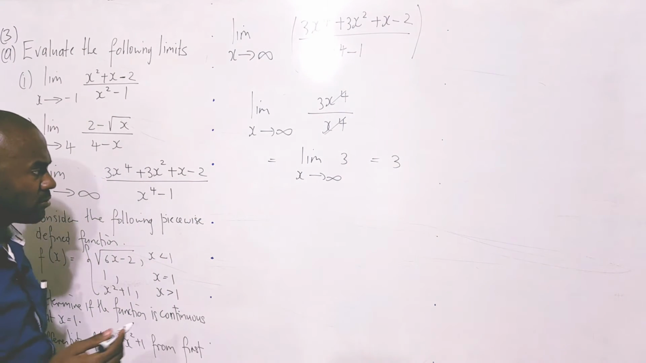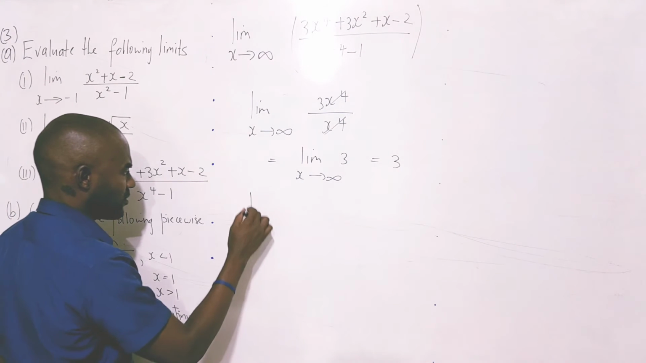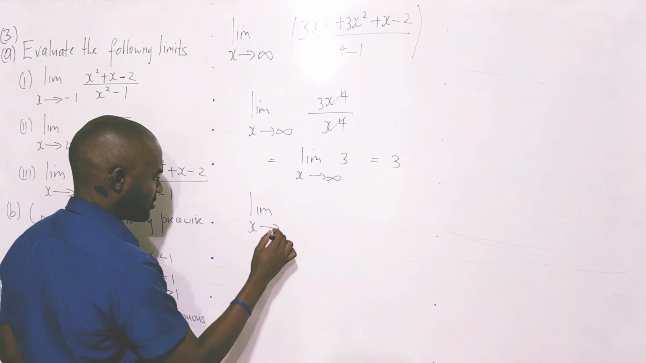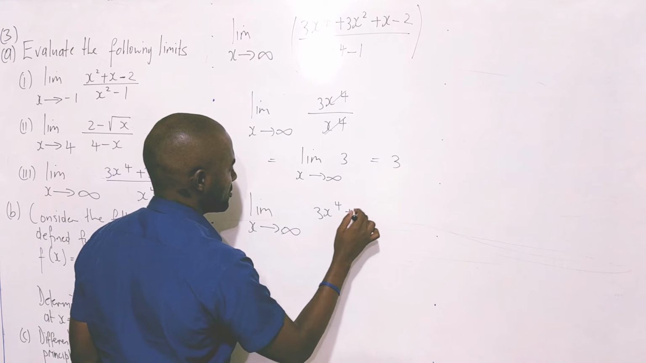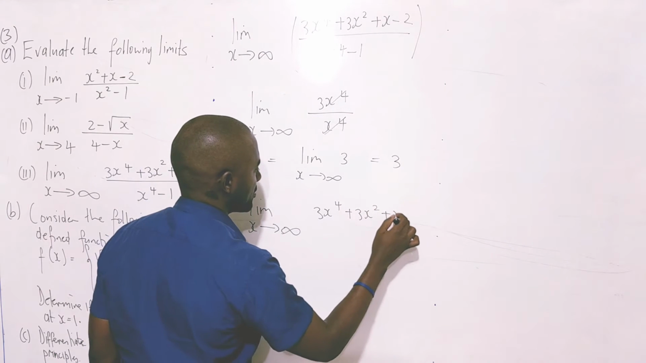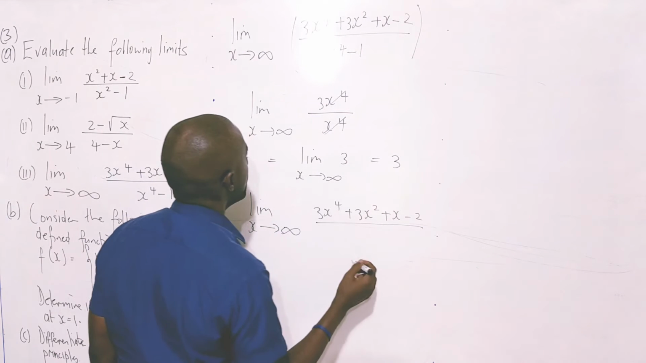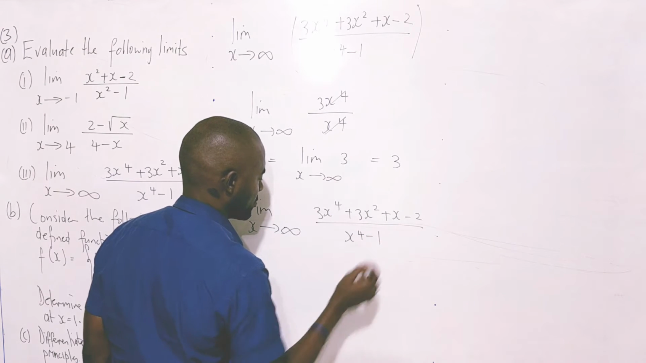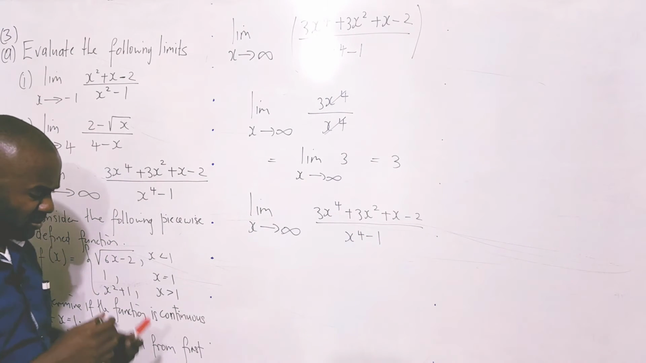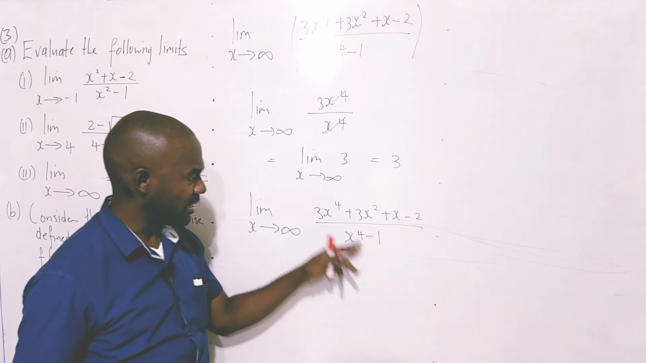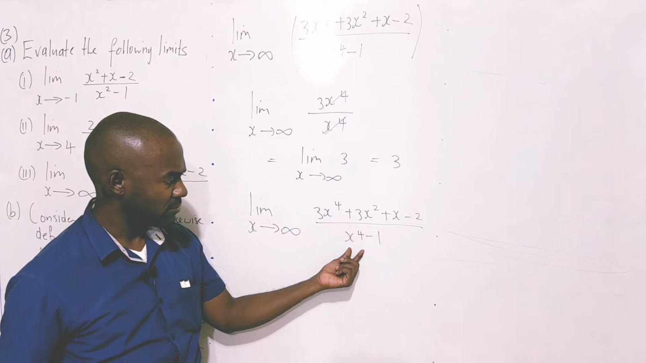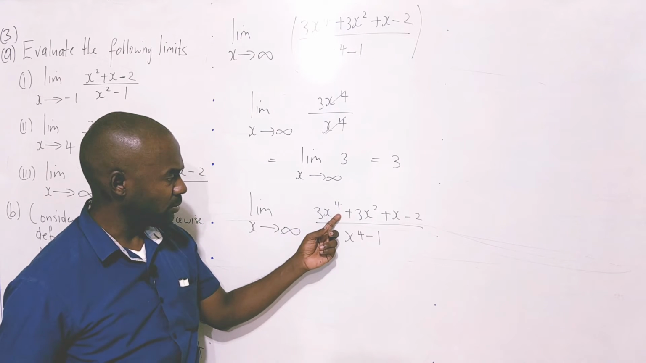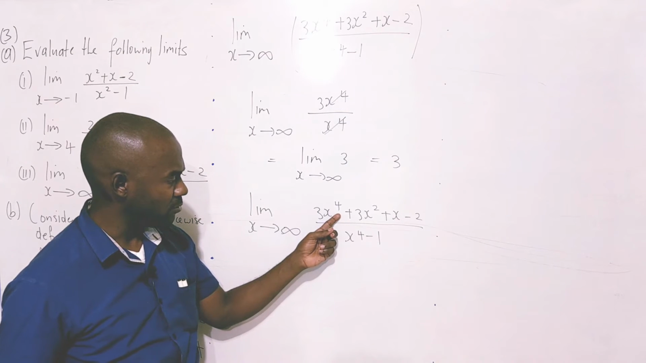Now let's look at another approach. The same question but different approaches. The limit as x approaches infinity of 3x to the fourth plus 3x squared plus x minus 2 all over x to the fourth minus 1. Now, another approach basically is to examine both numerator and denominator and identify the term with the highest power of the variable x. In either case, the highest power of x is 4. So the term with the highest power, of course, is 3x to the fourth in the numerator, x to the fourth in the denominator.